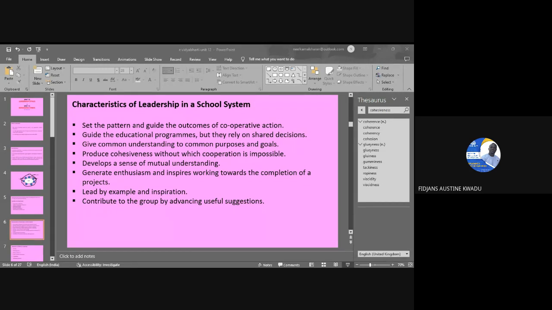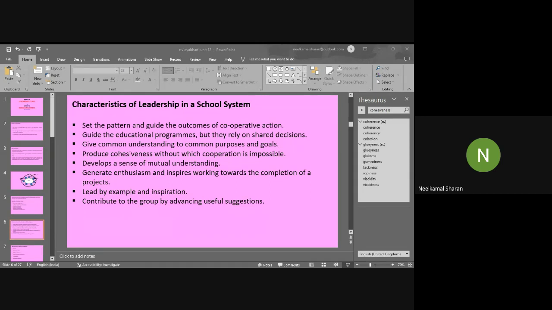Bring into one accord of understanding. Please speak once again, I couldn't hear you. The cohesiveness is to bring into one accordance of understanding, that is, understanding in one particular way. Okay, bringing all people together, the united whole, bringing all the members united.